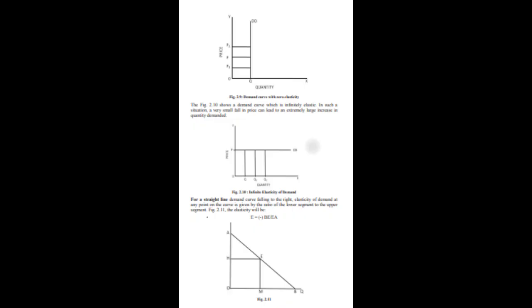Look at the screen. In short, a rise in supply implies a rightward shift of the supply curve, showing that producers are willing to supply more at each price. A fall in supply, on the other hand, implies a leftward shift of the supply curve, indicating that producers are willing to supply less at each price.